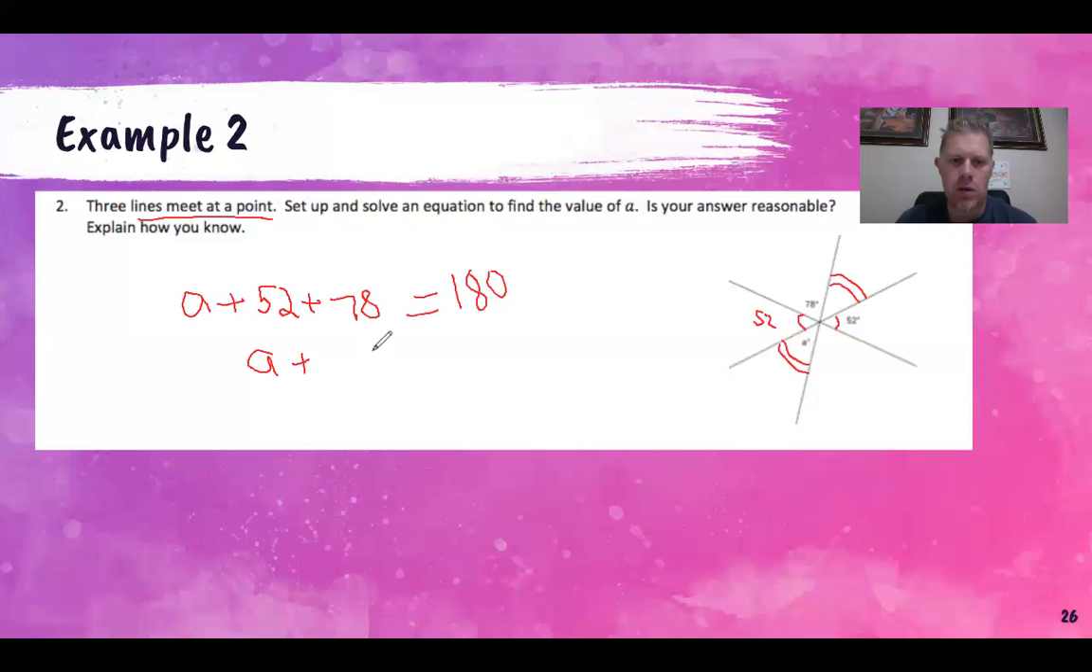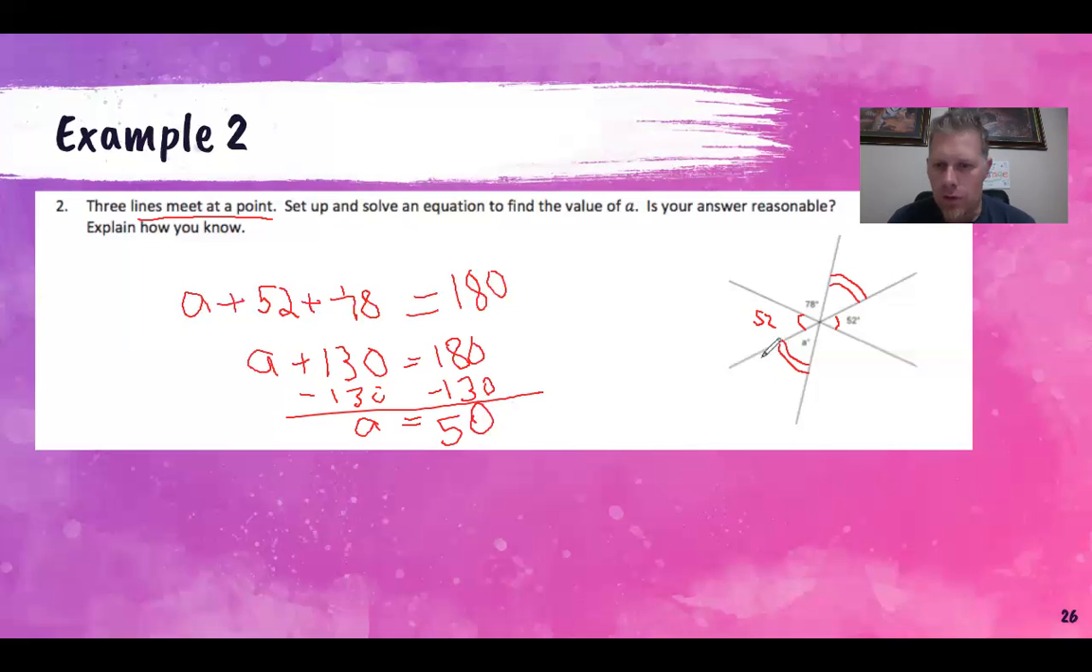2 plus 8 is 10, carry the 1. 5 plus 7 is 12, plus the 1 is 13. And that's going to equal 180. Minus 130. Minus 130. And I get A is equal to 8 minus 3 is 5. 50.